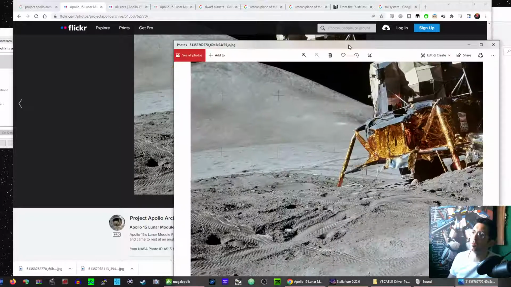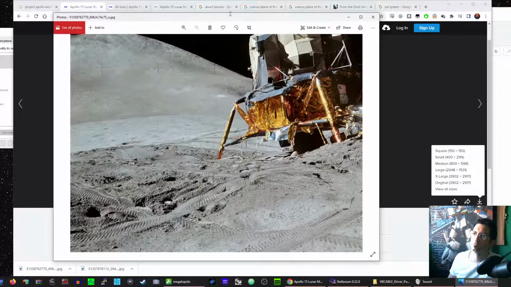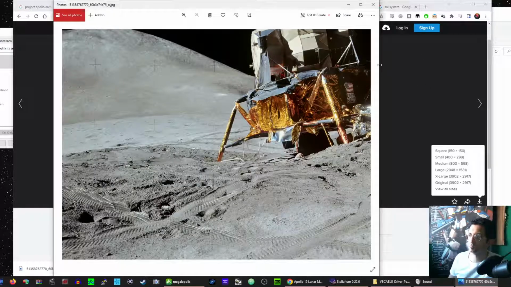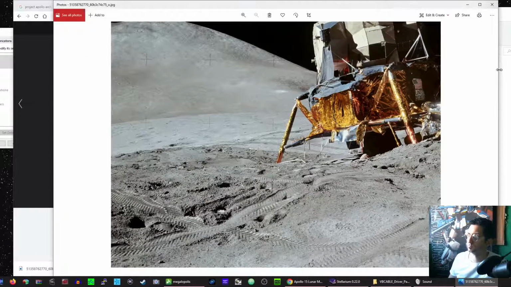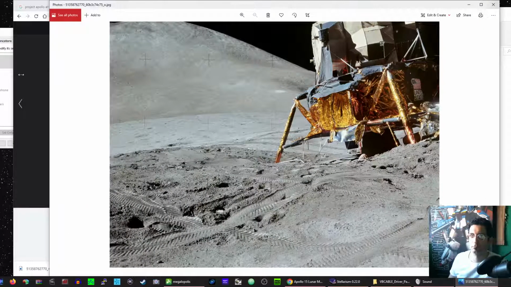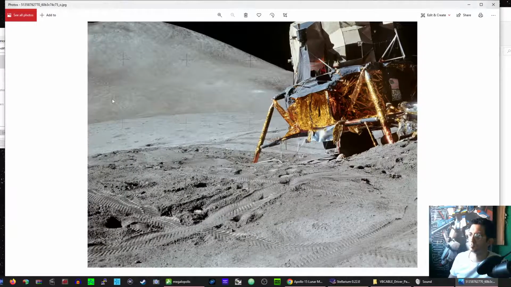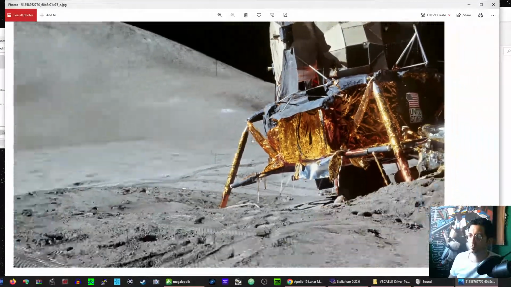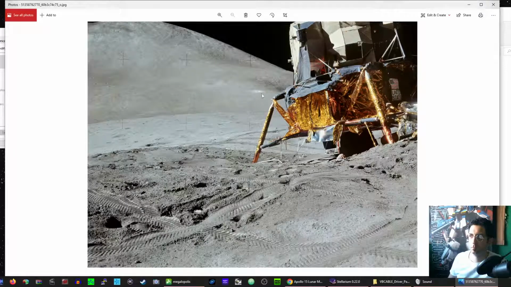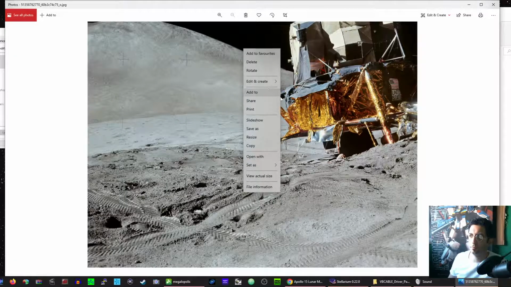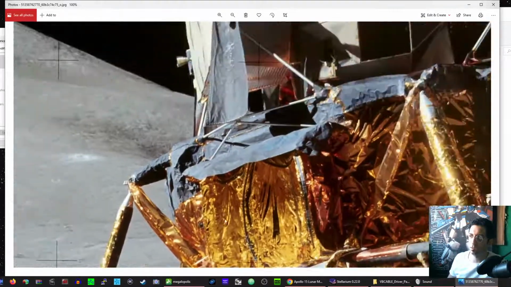I missed the old Windows photo viewer. Yeah, I must be using the wrong image viewer here. Alright. View actual size. Good.